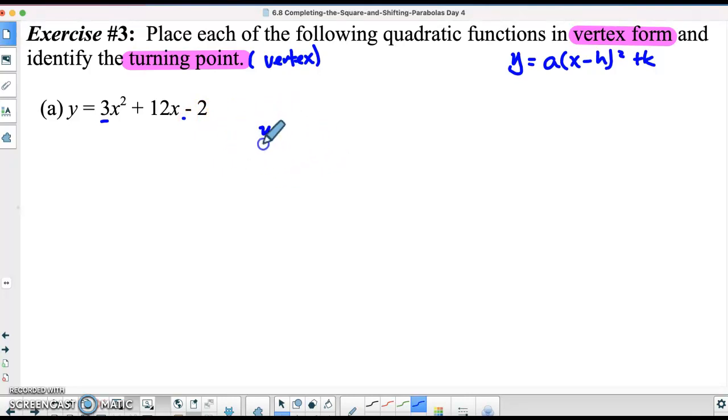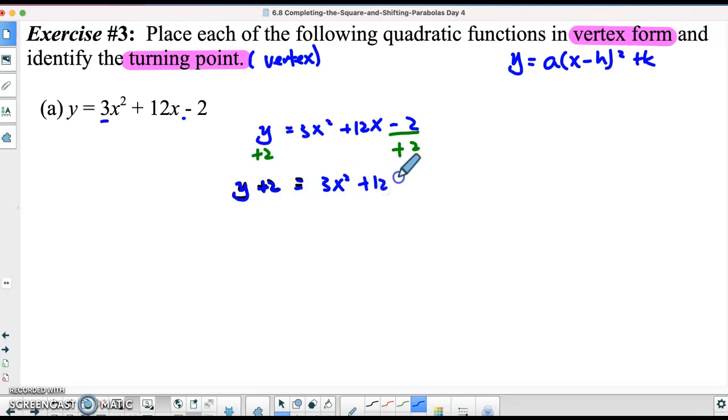So actually, let me move the question to the middle. Please pay attention. All right, now, how can I get rid of negative 2? You can add 2. So on the left side, you have y plus 2 equal to 3x squared plus 12x. The reason I want to move 2 away instead of just breaking it into 2 numbers is because we have a leading coefficient. We want to get rid of this leading coefficient.